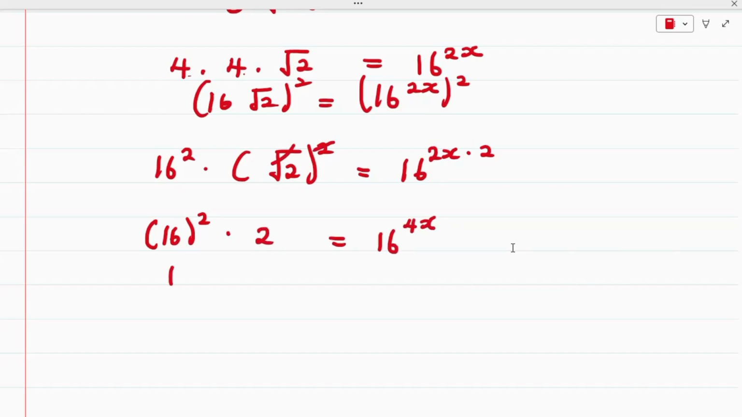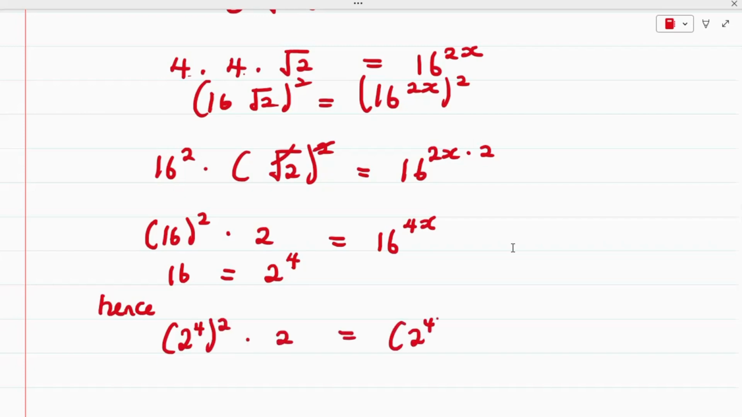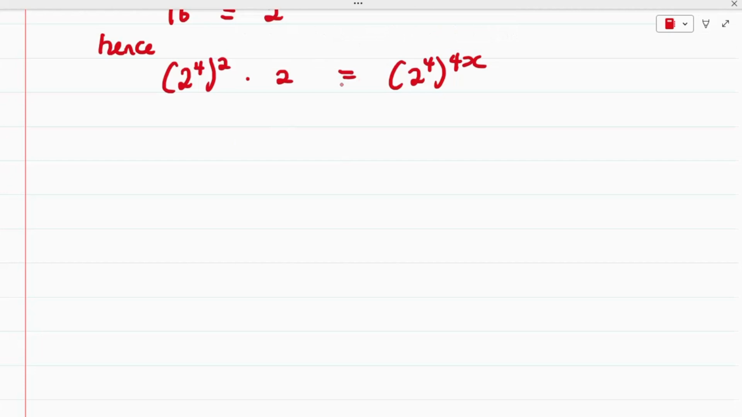Now we can easily express 16 in terms of 2 as 2 raised to the power of 4. So hence we have 2 raised to the power of 4, raised to the power of 2, multiplied by 2, is equal to 2 raised to the power of 4, raised to the power of 4x. So from here we have 2 raised to the power of 4 times 2, which is 8, multiplied by 2 raised to the power of 1, because if we have 2, this is the same thing as 2 raised to the power of 1, alright? So this is equal to 2 raised to the power of 4 times 4x, which will give us 16x.